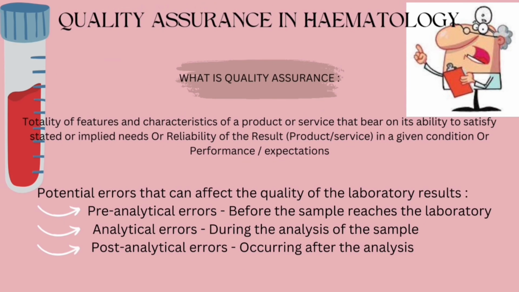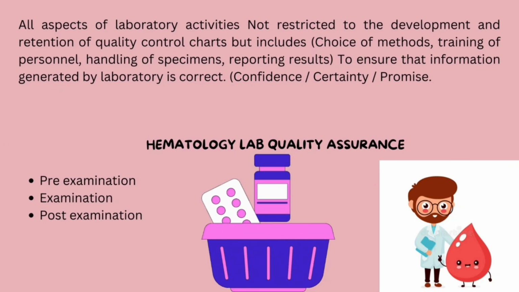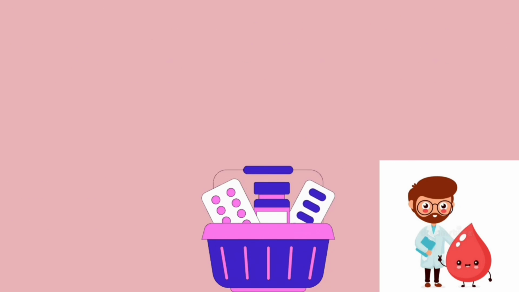Today I'm going to talk about the quality assurance in hematology. What is quality assurance? Quality assurance is the totality of features and characteristics of a product or service that bear on its ability to satisfy stated or implied needs or reliability of the result in a given condition of performance or expectation. For hematology lab quality assurance, we have three: pre-examination, examination, and post-examination.